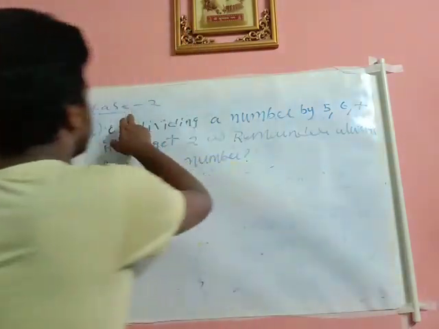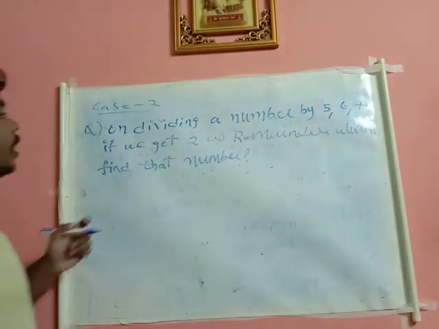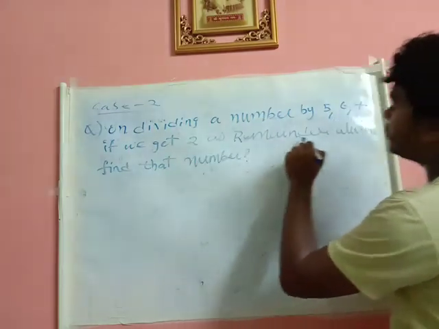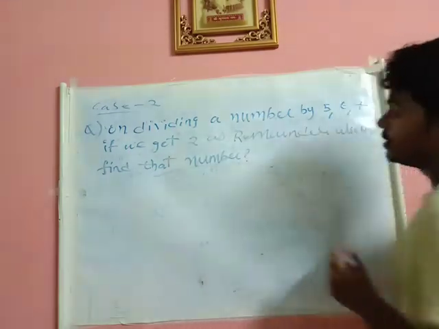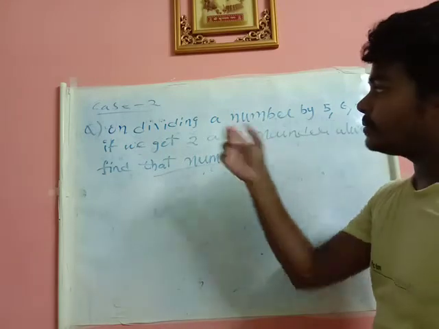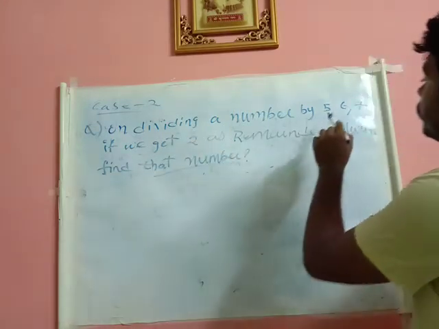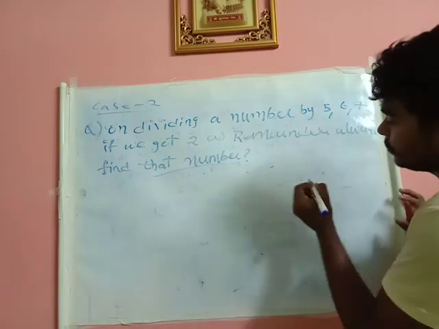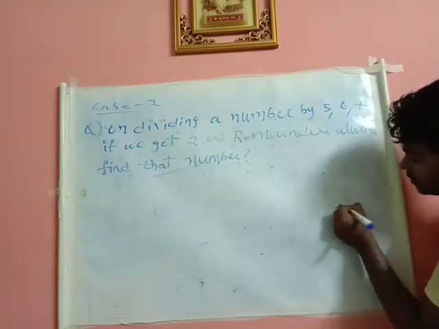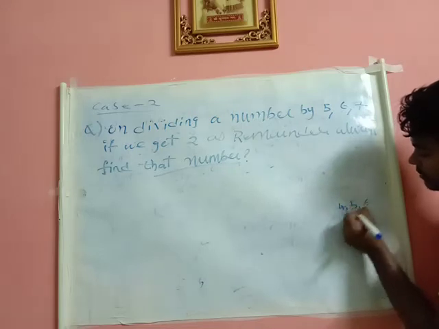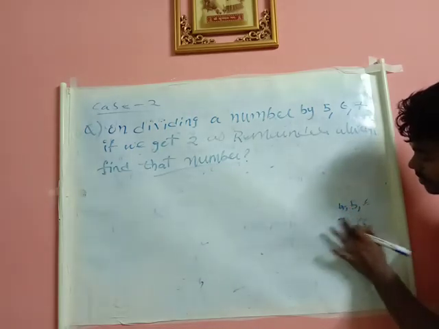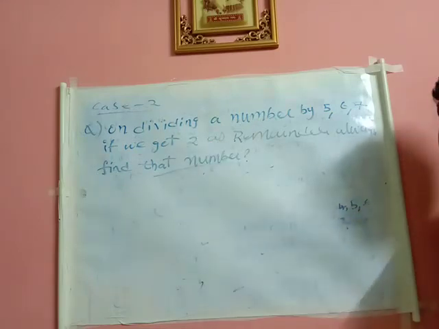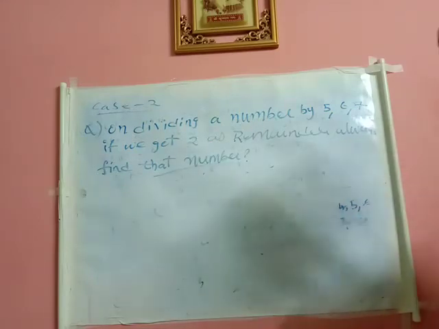So this is case 2, friends. So what is case 2? On dividing a number by 5, 6, 7, if you get 2 as remainder, always find that number. So what is the difference between case 1 and case 2? In case 1, for every divisor you will have a different remainder. Like in the last case, for 4, 5, 6, you had 3, 4, 5 as the remainders. But in this case, for 5, 6, 7, you will have 2 as the remainder all the time.